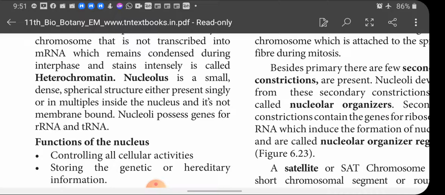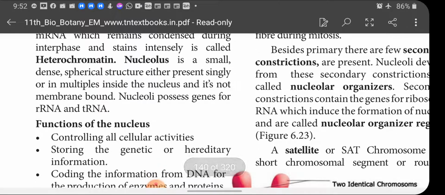Okay. Nucleolus is a small dense spherical structure, either present singly or in multiple inside the nucleus, and it is also not bounded by membrane. Like centriole, nucleolus is also not bounded by any membrane. Nucleolus possesses genes for rRNA, please note it. Actually, genes are located inside the chromosomes only, but apart from that some genes are present in the mitochondria, some in the chloroplast, and some in the nucleoli also. The genes present in the nucleoli code for rRNA and tRNA formation.